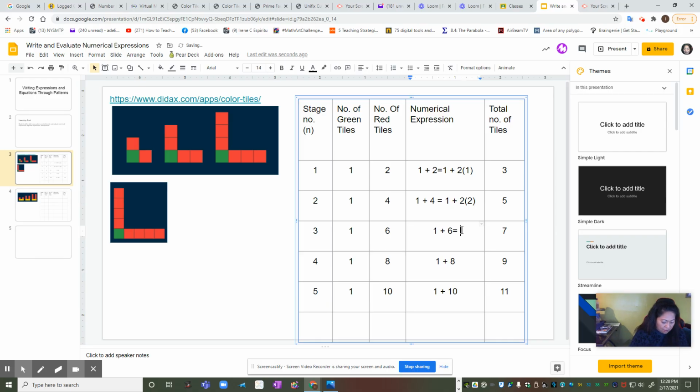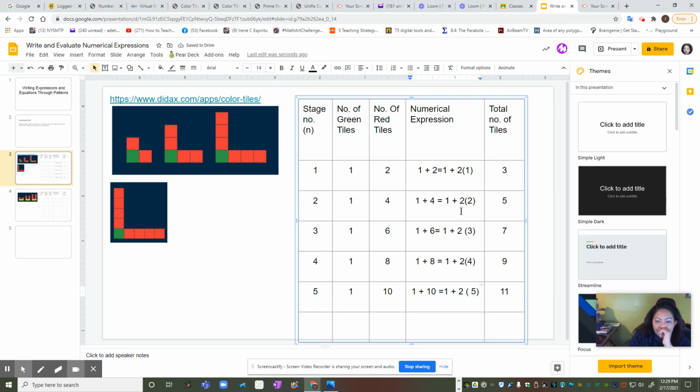And then 1 plus 6 will be equivalent to 1 plus 2 parenthesis 3. And 1 plus 8 will be equivalent to 1 plus 2 parenthesis 4. And for stage 5, 1 plus 10 will be equivalent to 1 plus 2 times 5.